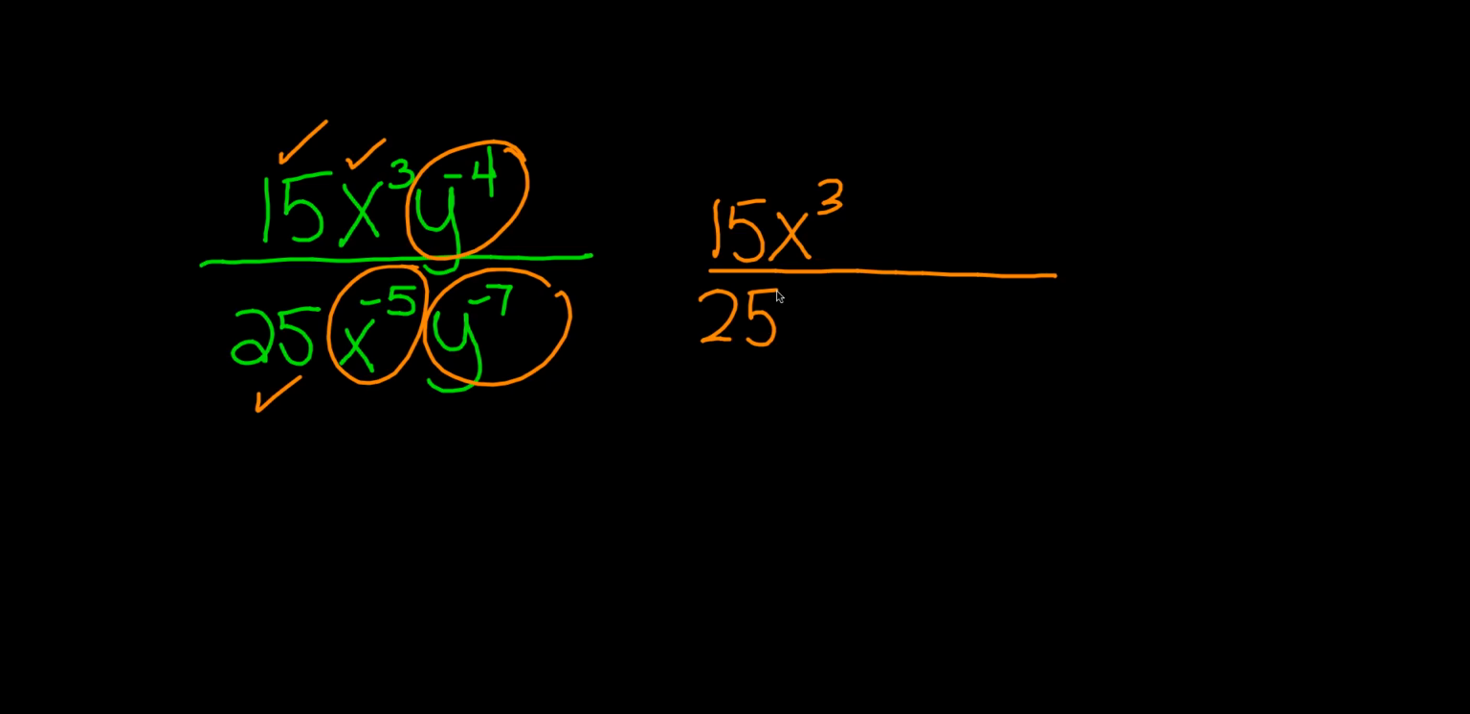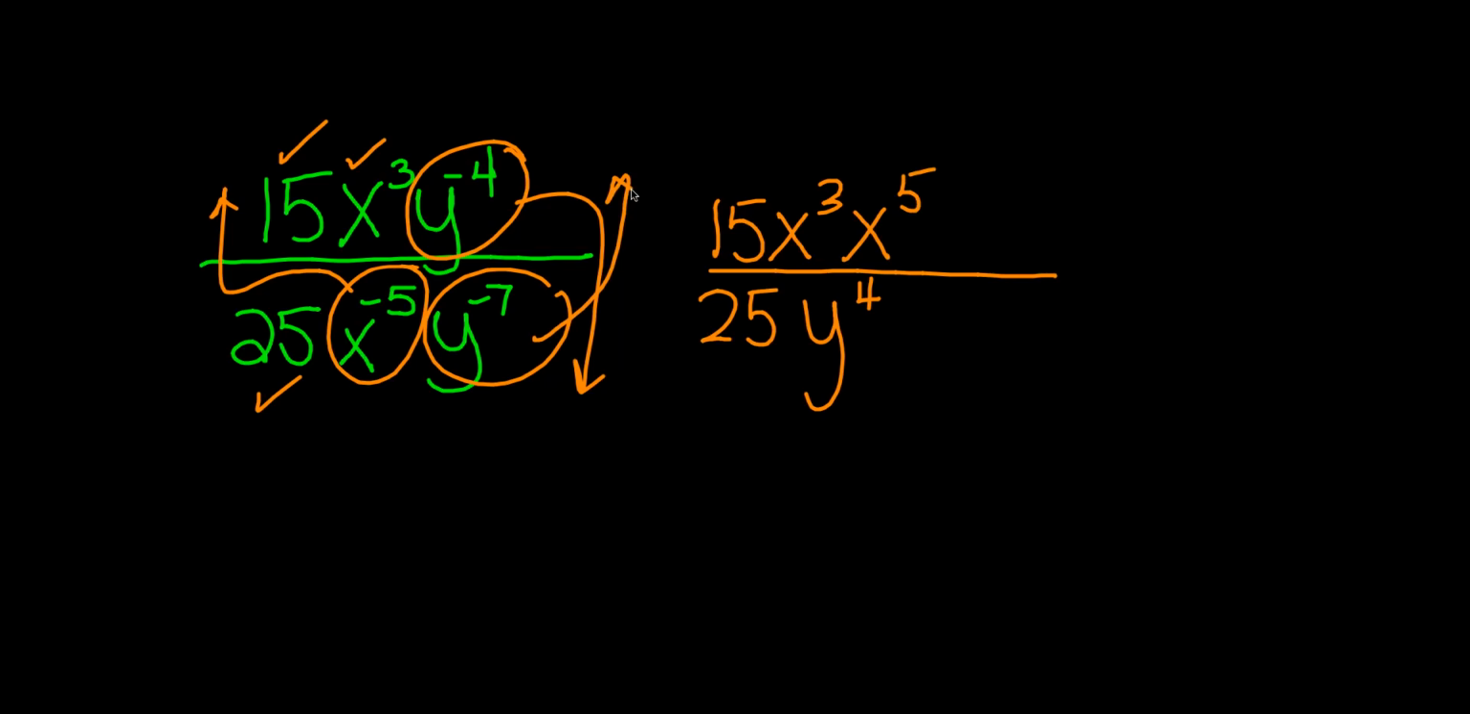Y to the negative fourth is going to move down to become y to the fourth. X to the negative fifth is going to move up to become x to the fifth, and y to the negative seventh is going to come up to become y to the positive seventh. All of my negative exponents moved. The ones that were on the bottom moved to the top, and the ones that were on the top moved to the bottom. And in doing so, the exponents became positive, and I'm going to be able to deal with them a little bit easier now.